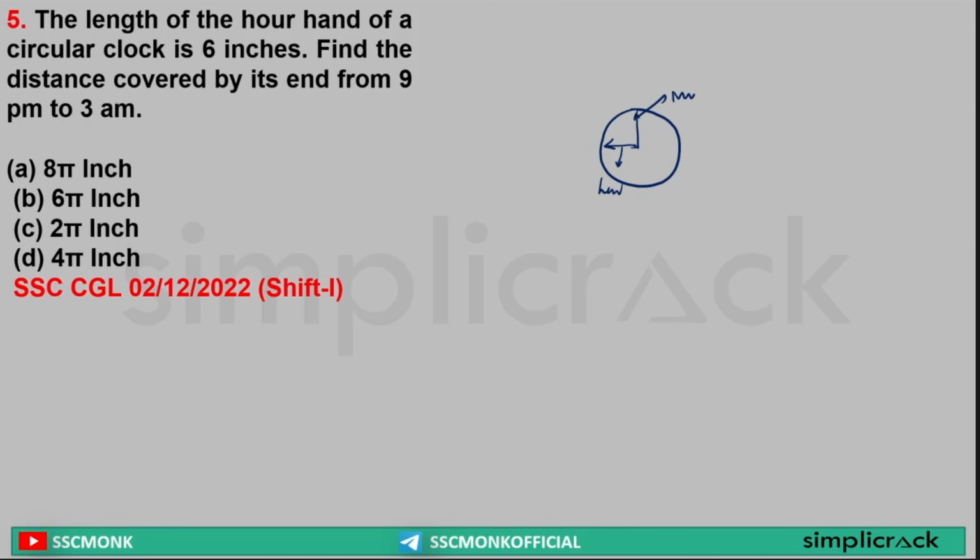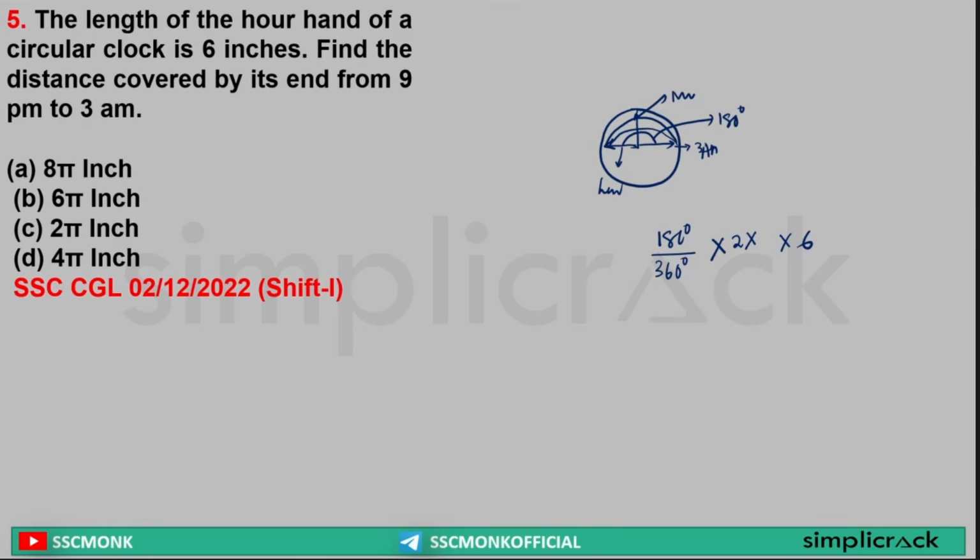Now it is saying the hour hand will be covering from 9 p.m. to 3 a.m. That means it will come to this side. What is the angle it is covering? 180 degree angle it is covering. 180 degree divided by 360 multiplied by 2 into pi into r, 6 inches. Because this is the radius, it is moving in this direction. Yes or no? Clear? Yes.